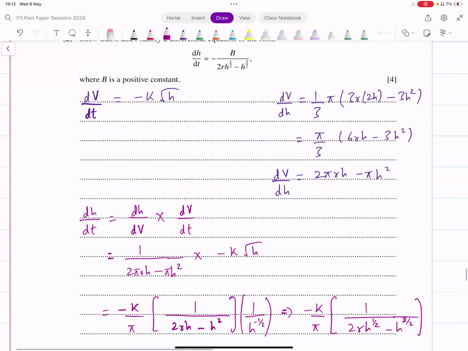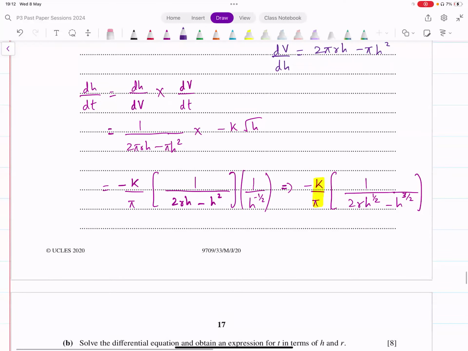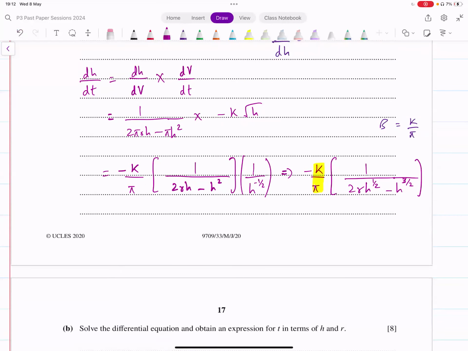And now they're saying b is a positive constant. Now you see, we've got this constant here. Our constant is k over pi. k is a constant, pi is also a constant, so we can say this whole thing is a constant. We could write this as another constant, and they're calling this constant b. We know that k is positive, pi is positive. We can say b equals k over pi, and we could write this differential equation as dh/dt equals minus b over (2rh raised to the power 1/2 minus h raised to the power 3/2).